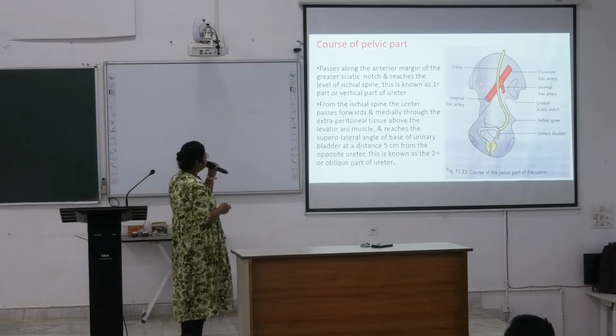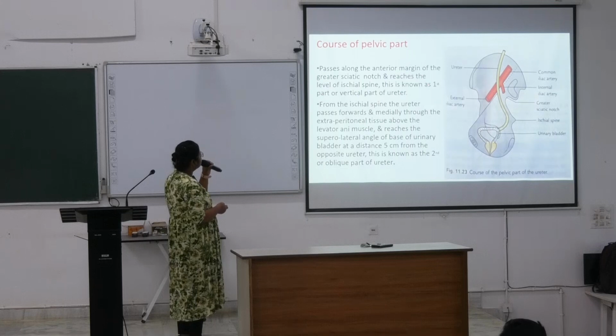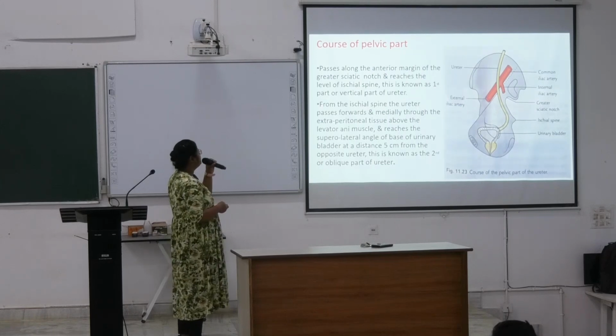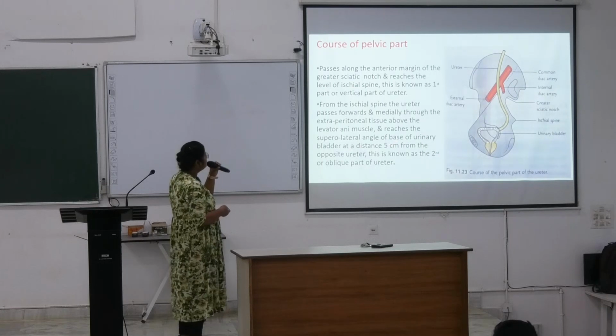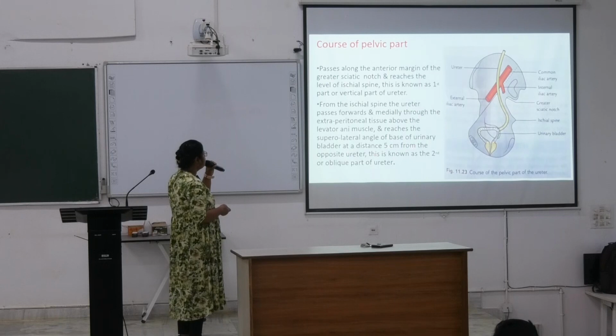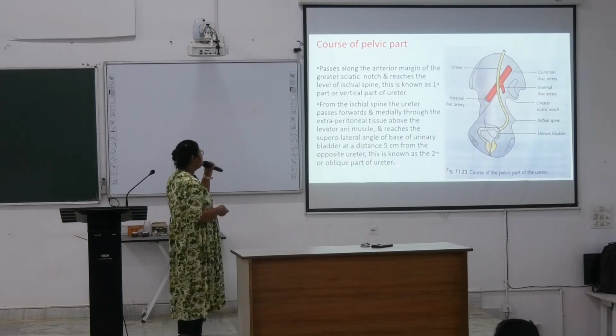Okay, so first is the vertical part, which lies along the anterior margin of the greater sciatic notch and reaches the level of the ischial spine. This is known as the first or vertical part of the ureter. From the ischial spine, the ureter passes forward and medially through the extraperitoneal tissue above the levator ani muscle and reaches the superolateral angle of the base of the urinary bladder at a distance of 5 cm from the opposite ureter, and this is known as the second or oblique part of the ureter.